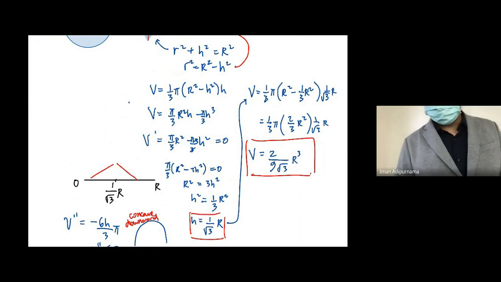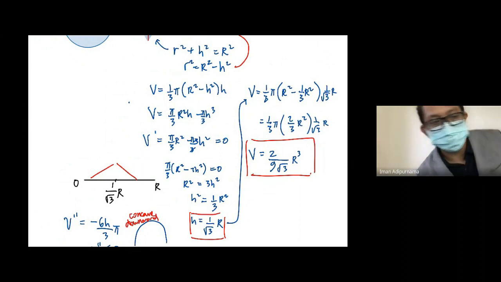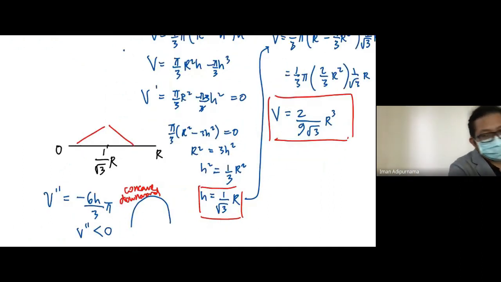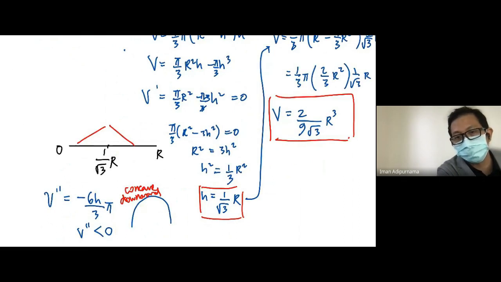Why do we find...? Oh no, the second derivative is just to show you that it is concave downward, so that our solution is the maximum value. Okay. This is like I told you last week, I think.